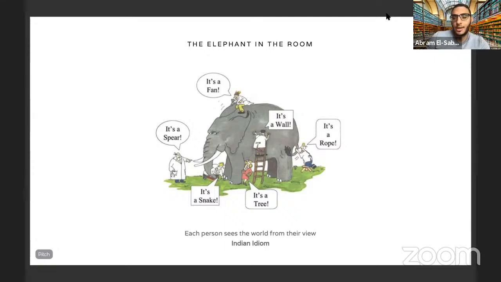Any questions about that idiom? It's pretty popular in terms of systems thinking, so you'll see it quite a bit. All right, no questions.